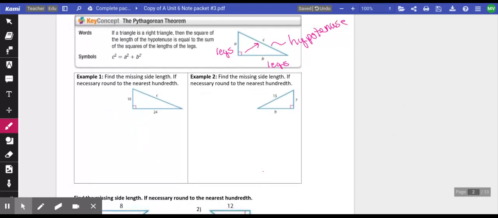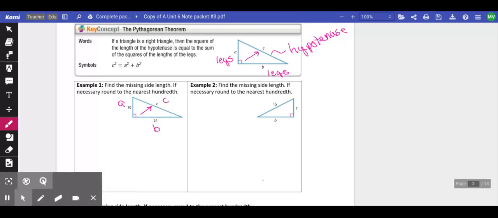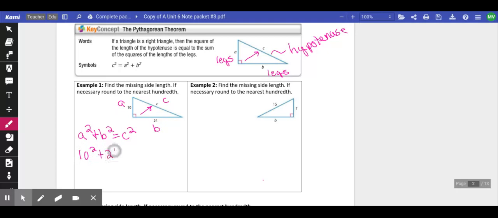So example 1, find the missing side length. If necessary, round to the nearest hundredth. So I like to remember to start by labeling my legs. A and B are the ones that make the right angle, and across from the right angle is C. So I label the parts of my triangle, and then I write down my formula. A squared plus B squared equals C squared. I substitute, so it's 10 squared plus 24 squared equals C squared.